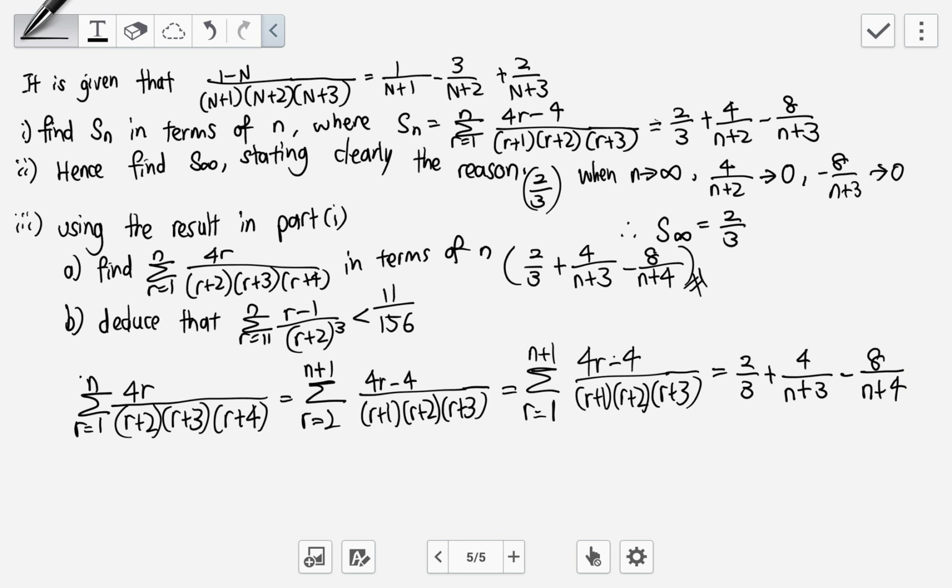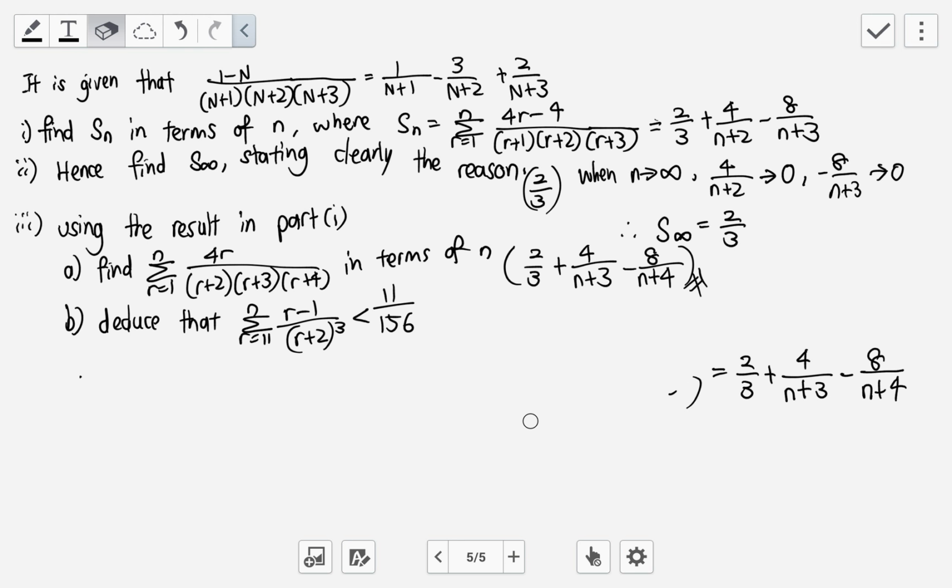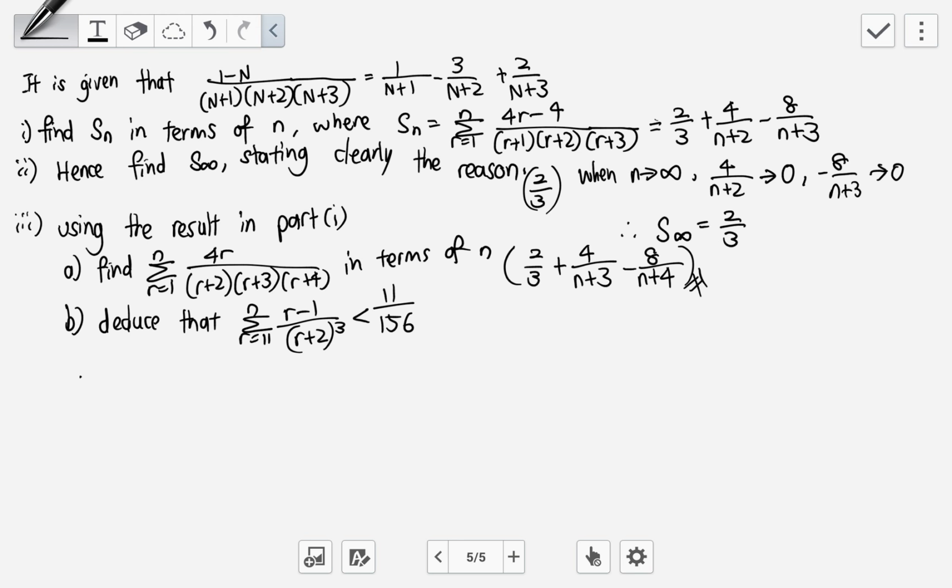Okay, so now that I've done this, I'm going to do the last part, which is part B. I'm going to deduce that this term is smaller than 11 over 156. So I'm trying to find, from what they give to me in the question, r minus 1 over r plus 2 cube.